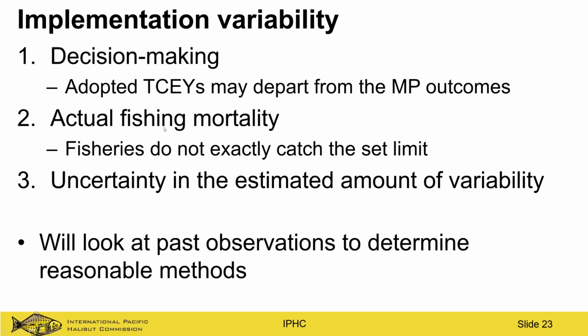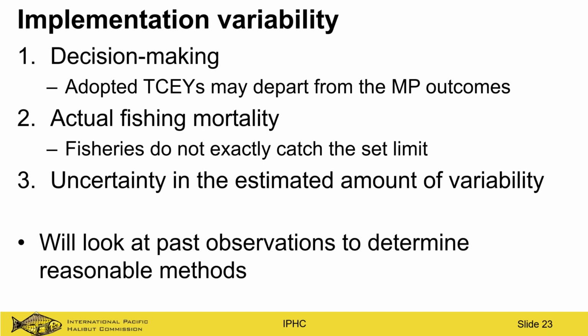So we have, again, that management procedure, and it's a procedure that can be codified, as Dr. Branch mentioned, and it ends with a very predictable outcome. And then we introduce implementation variability. First, the decision makers make a decision, which is the adopted TCEY, which may differ from the management procedure outcome TCEY. And this is one that might be hard to predict, but we do want to look more into it and figure out a possible way to simulate this.